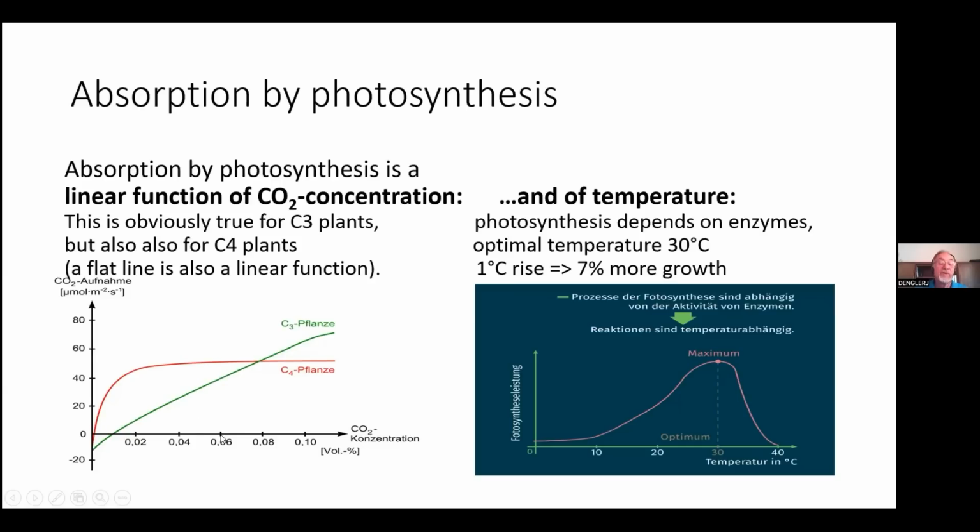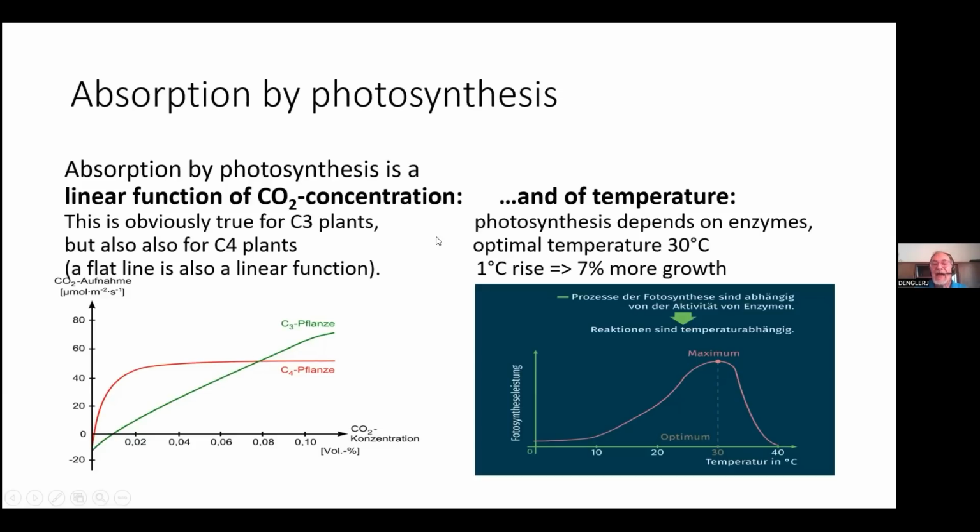So we are within the range between roughly 280 and 600. That is here, and in this range, both for the C3 plants and for the C4 plants, we have a linear function of CO2 concentration. Well, C4 plants are nearly flat, but a flat line is also a linear function. So the main point I want to make is that we have a linear function.